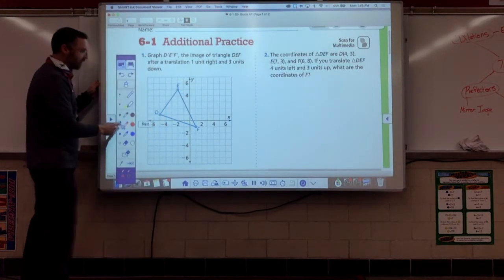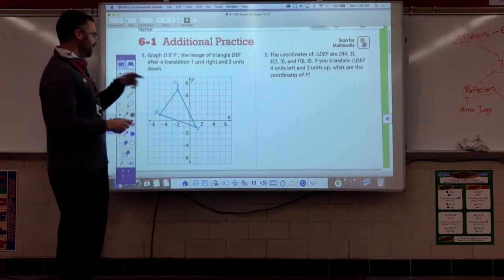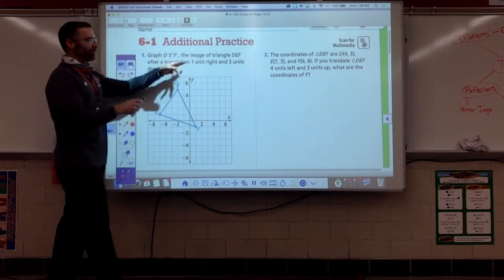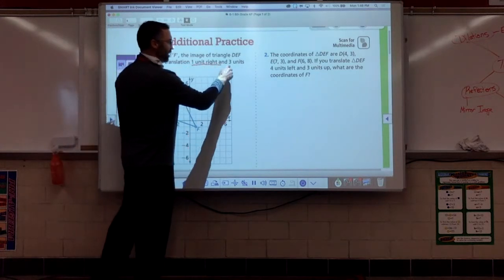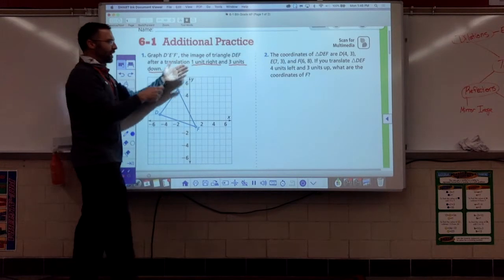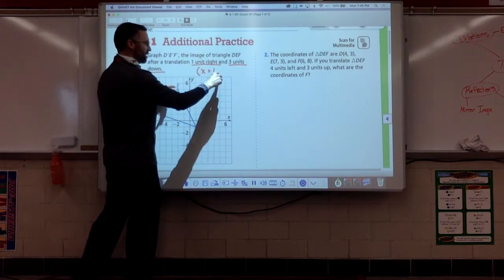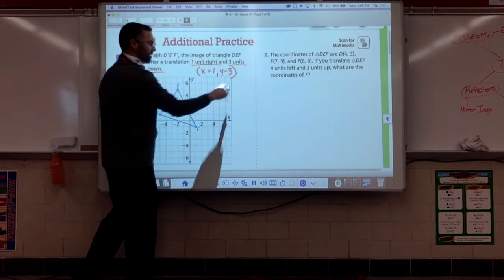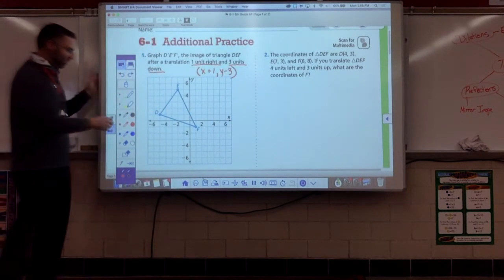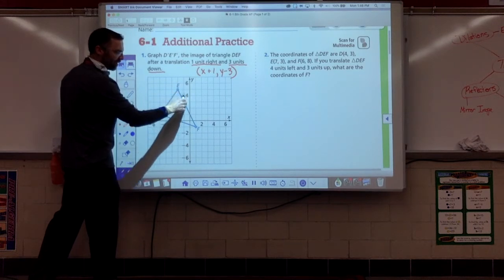All right, so we take a look. Number one, graph the image of DEF of this original triangle after a translation, 1 unit right, 3 units down. We talked about writing a rule for this. 1 unit to the right would be x plus 1. 3 units down would be y minus 3. So we'd have x plus 1, y minus 3. On the x-axis, I add 1. On the y-axis, I go down 3.